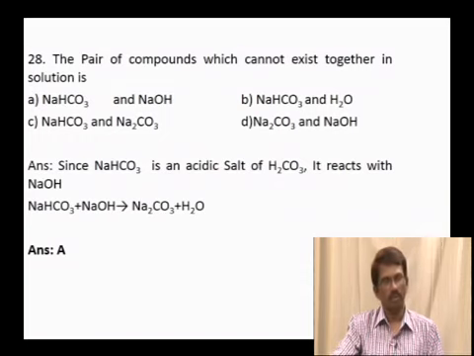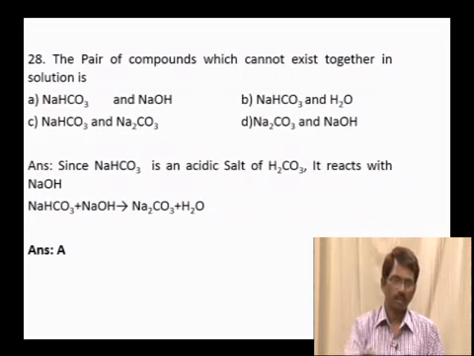The options are: A, sodium bicarbonate and sodium hydroxide; option B, sodium bicarbonate and H2O; C, sodium bicarbonate and Na2CO3; D, Na2CO3 and NaOH. So the sodium bicarbonate is an acidic salt of carbonic acid, that is H2CO3, and therefore it will react with NaOH producing Na2CO3 and H2O as it is there in the equation, and hence the correct option is option A, sodium bicarbonate and NaOH cannot exist together.